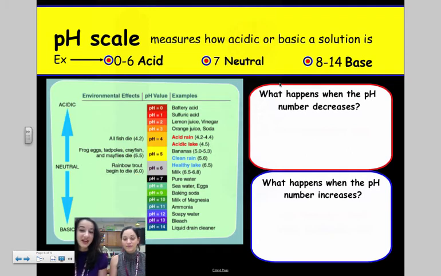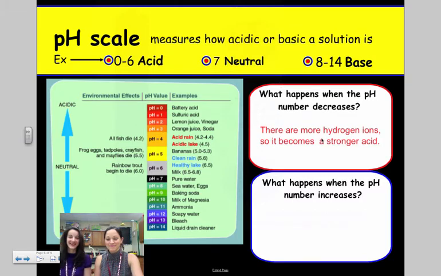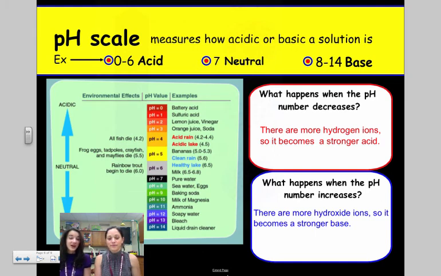So what happens when the pH number decreases, when we go from 14 down to 0? Take a look at the scale, see if you can figure it out. So as the number decreases, there are more hydrogen ions, so it becomes a stronger acid. Battery acid is much stronger than a banana because it has a lower pH, more hydrogen ions. What happens when the pH number increases? Take a second to think about it. When the number increases, there's more hydroxide ions in the solution, so it becomes a stronger base. Bleach is a much stronger base than eggs, so bleach has a number 13, eggs is a number 8.